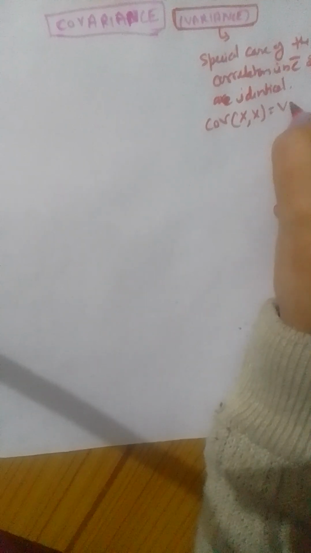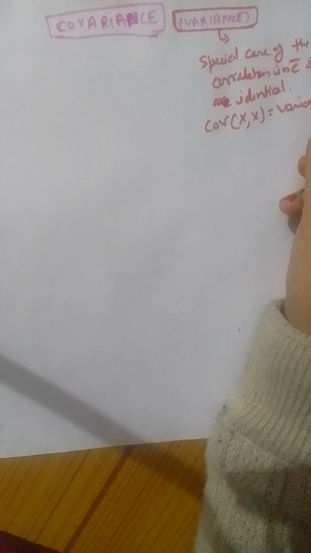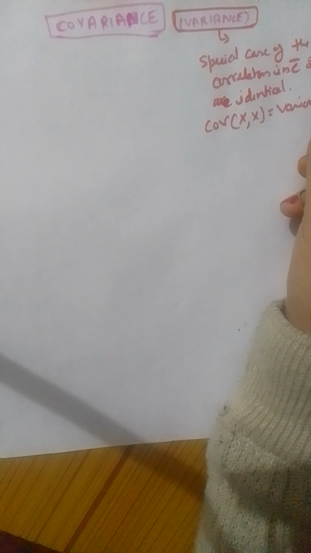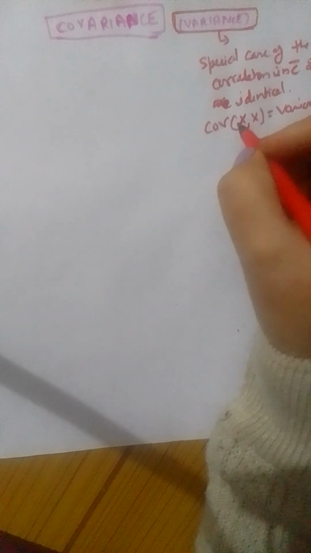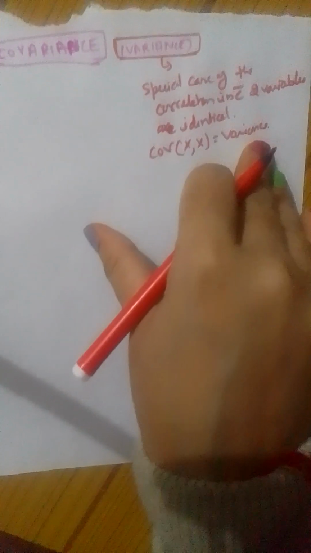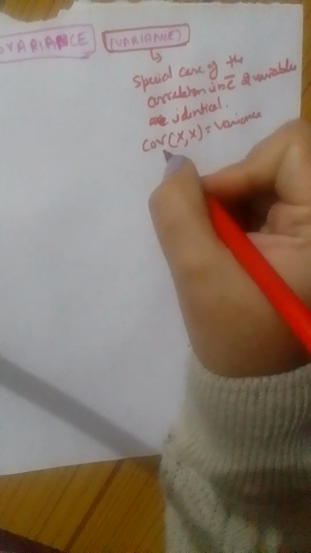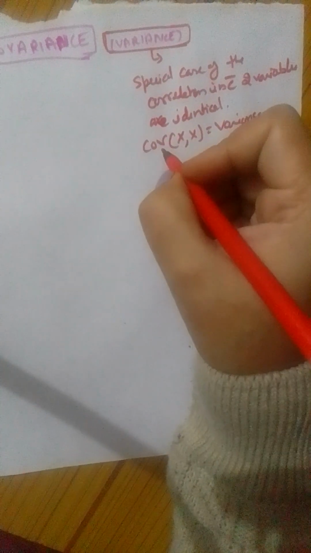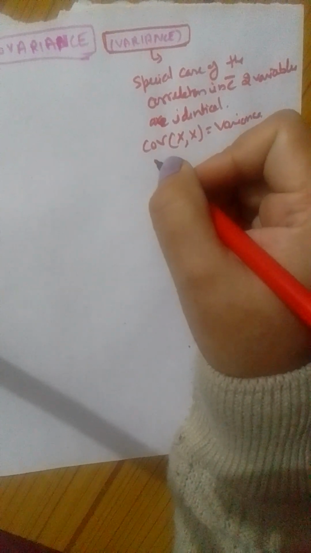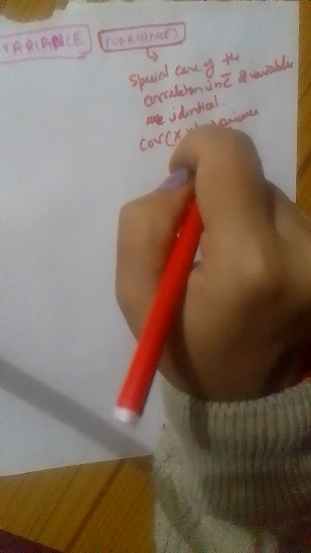Covariance, for example, covariance xx is equal to variance. How will we teach that in data science? We will not call this xx. We will call it covariance of x with x. Fine, we'll call this thing like this.